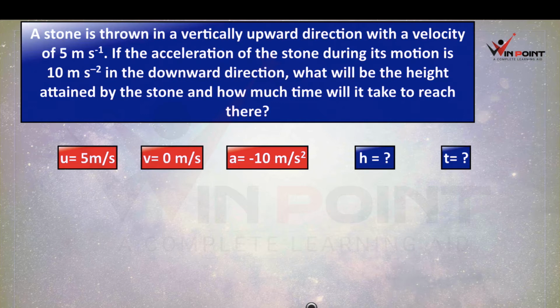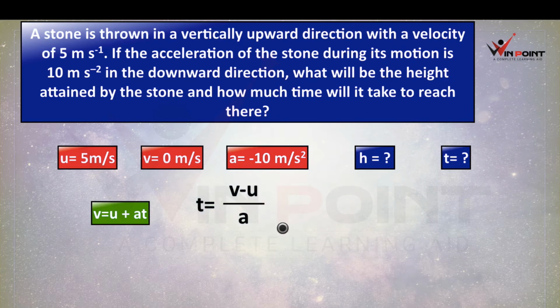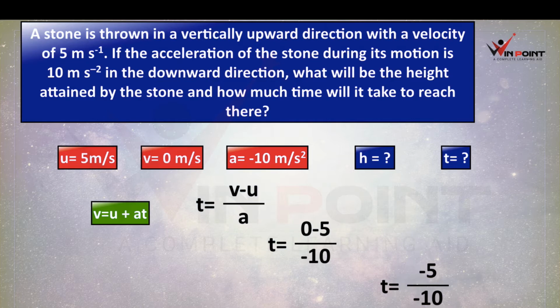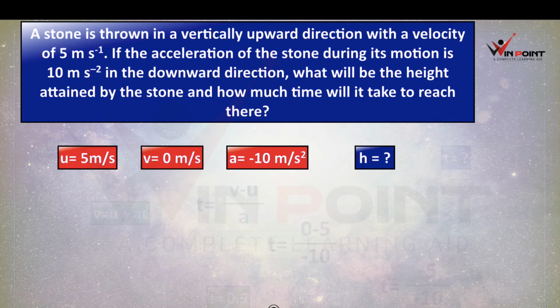Which equation can we use here? We can use this equation, v is equal to u plus at. From this equation, can you make an equation for time? T equal to v minus u by a. V is 0 and u is 5 meter per second and acceleration is minus 10. It will be t equal to 0 minus 5 by minus 10. We can cancel the two minus signs and it will be 0.5. 5 by 10 is 0.5 second. T is equal to 0.5.